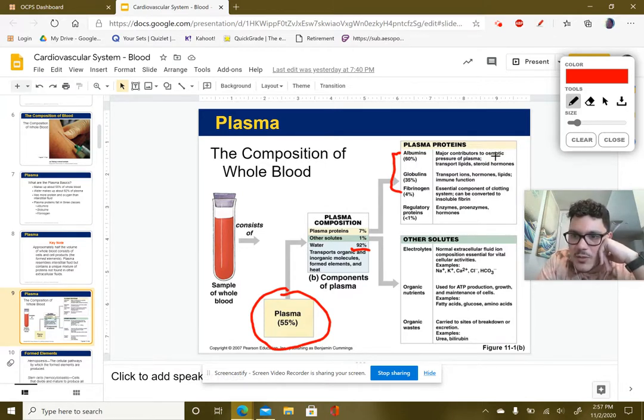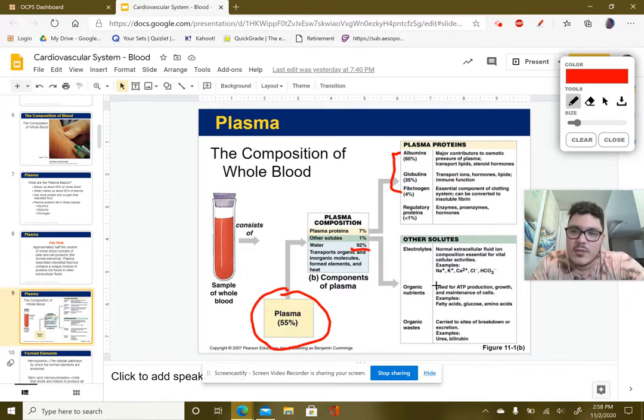Albumin is involved with osmosis. Globulin is involved with the immune system. Fibrinogen is necessary for clotting. That extra regulatory protein is less than 1%, so it's not necessary to discuss. And then the other solutes, in this case, that's just other stuff found in plasma that's naturally found in your blood. So electrolytes, for instance, these are charged ions that play a vital role in cellular activities. That's pure chemistry. Stuff that we don't need to dive too deep into, more biochemistry, to be honest.